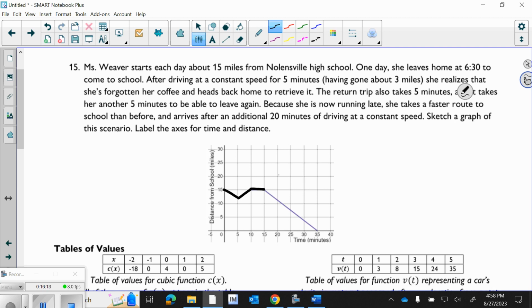That would be constant. Then, because she's running late, she takes a faster route to school than before and arrives after an additional 20 minutes of driving. So since I'm currently at 15 minutes, I add 20 minutes, knowing that I need to connect where I am to zero, ground zero, which is Nolensville High School, creating my final linear function.